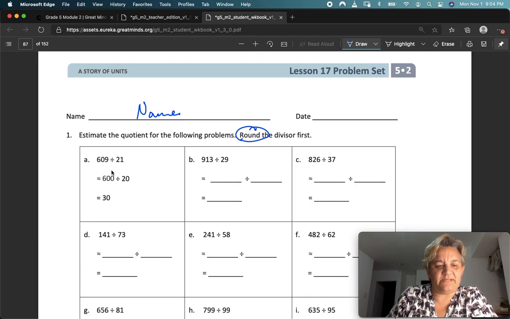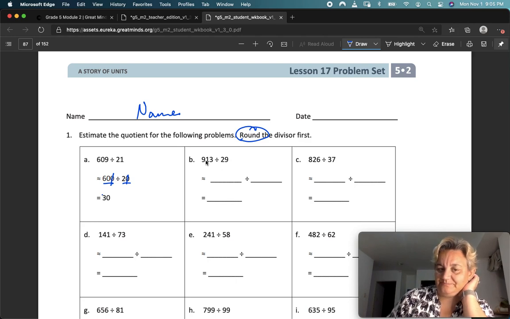609 divided by 21. So I'm going to round down to 620. And then 600 divided by 20, well, I know that this cancels this. And then 60 divided by 2 equals 30, right? So let's try the next one.